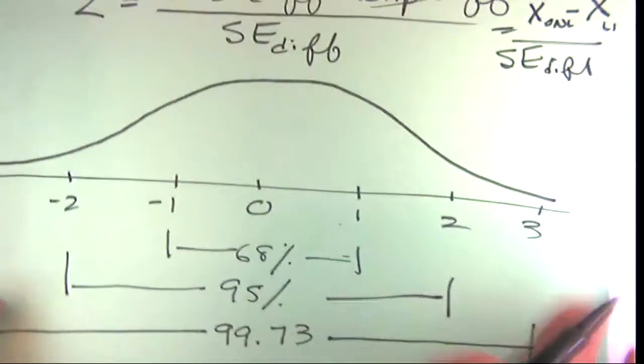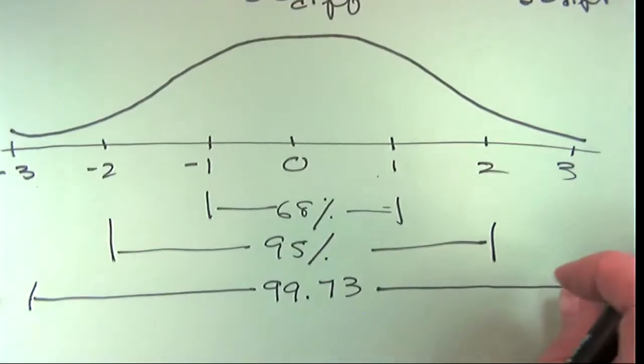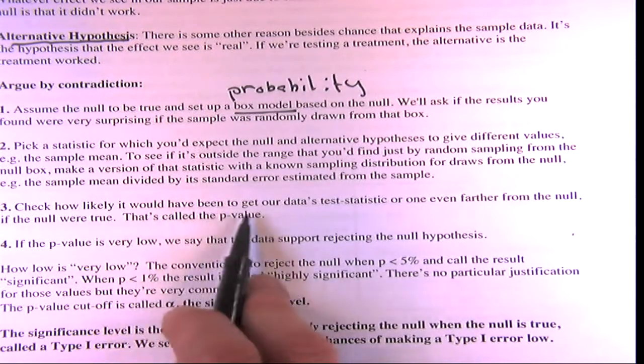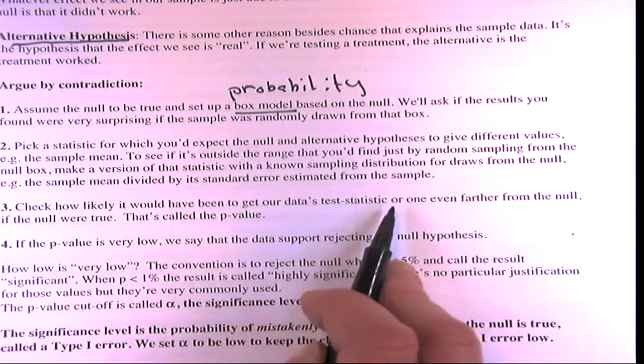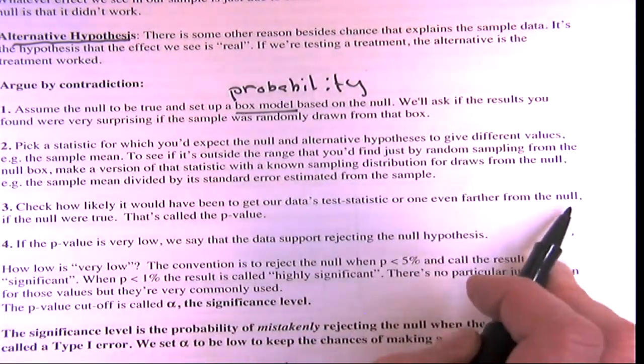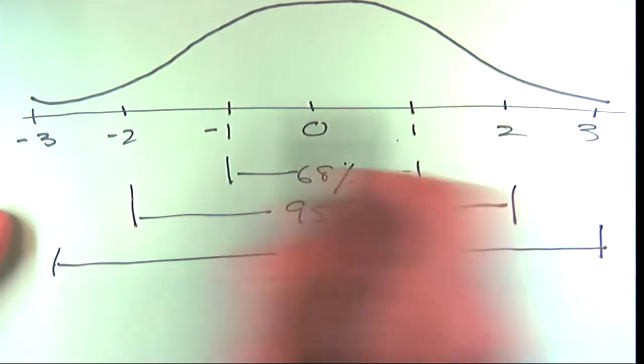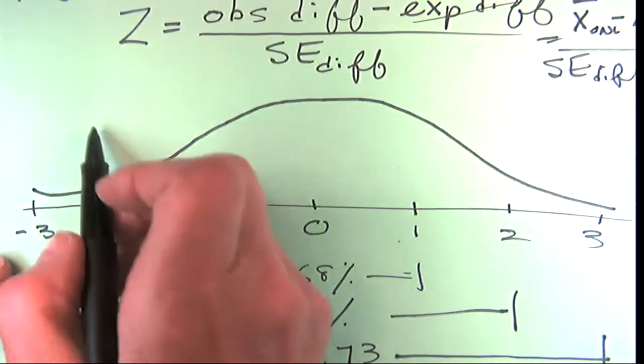So now let's go back to our notes. Any questions on this so far? All right, so let's go back to our notes. And we'll say, check how likely it would be to get our data's test statistic or one even farther from the null if the null were true. That's called the p-value. So let's say we translated it, and it was way out here somewhere.